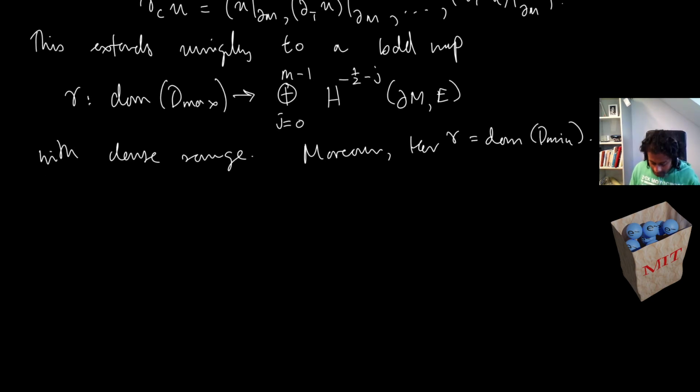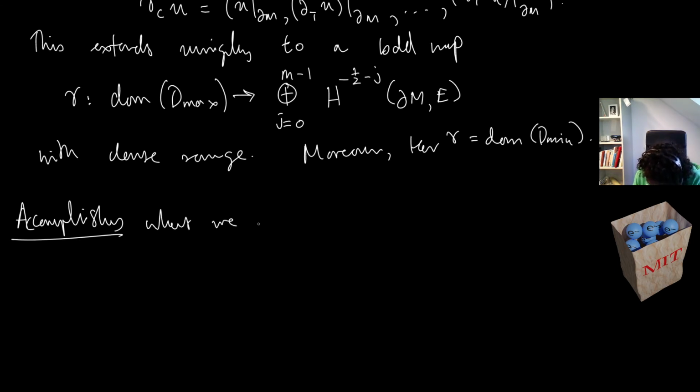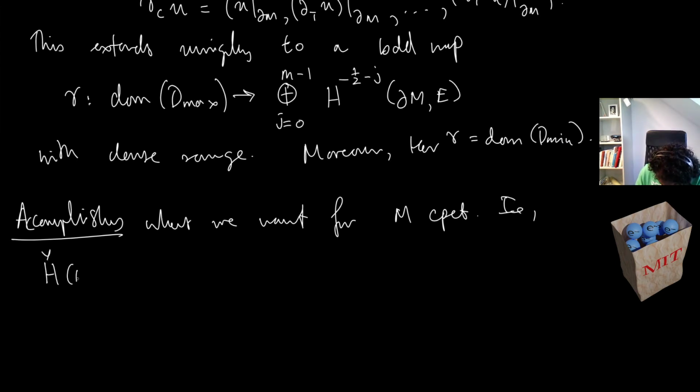just sort of brush some of these things under the carpet for the moment, because all I really want to say here is that this accomplishes what we want, right? Accomplishes what we want for M compact, i.e. we have H check of D, which is equal to gamma acting on DOM D max, which is how we defined it before. And now we can make sense of this, right?